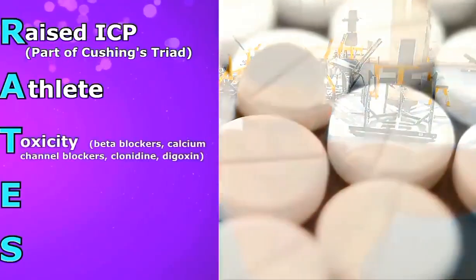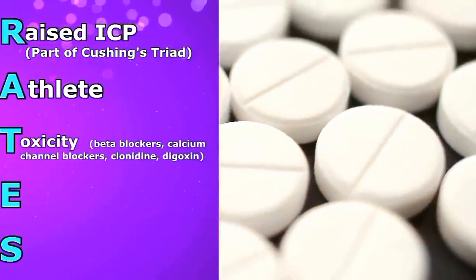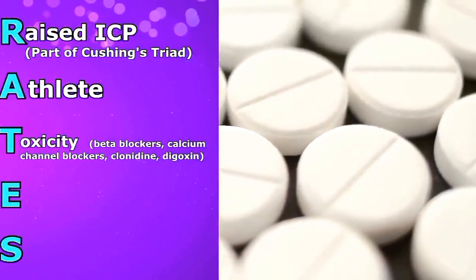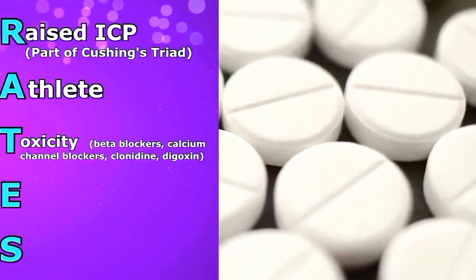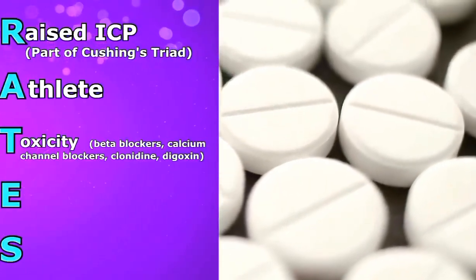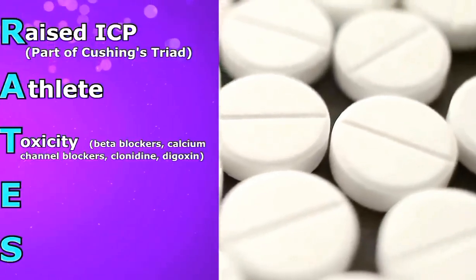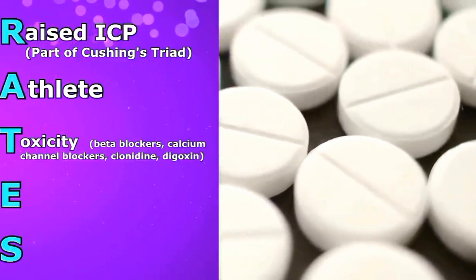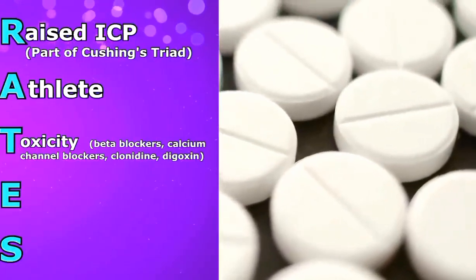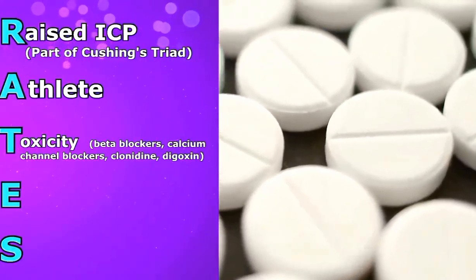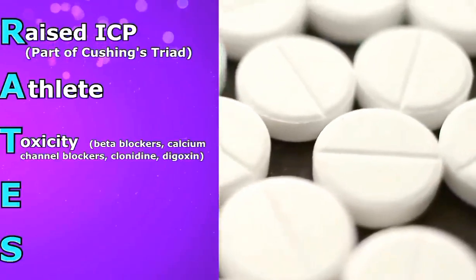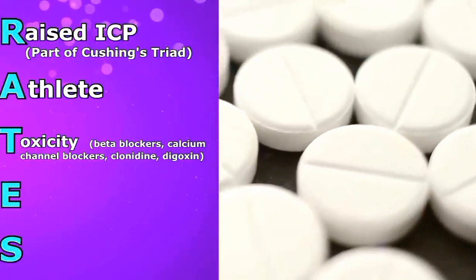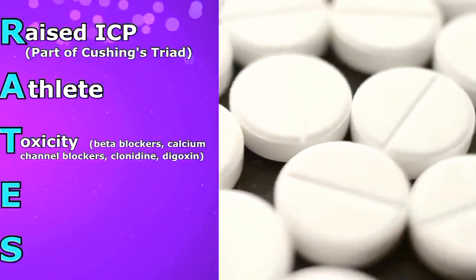T is for toxicity of certain medications. So you want to be on the lookout for this group of drugs that could slow your patient's heart rate. One group is called beta blockers, and their generic names end in OLOL, like metoprolol. Another group is calcium channel blockers, for example, verapamil. And another drug is digoxin. So remember, whenever we give digoxin, we also want to check the apical pulse, and you don't want to give digoxin if the apical pulse is less than 60.